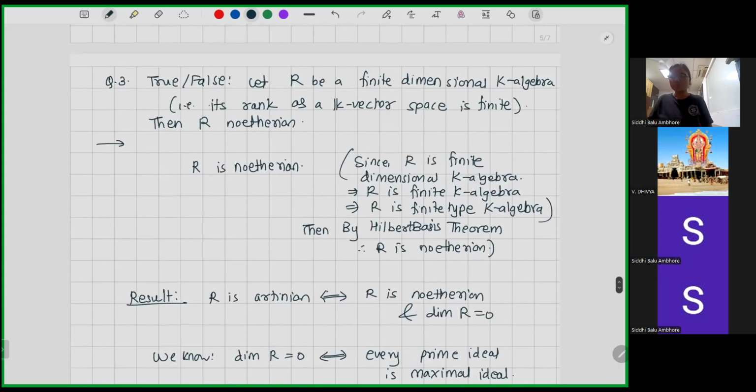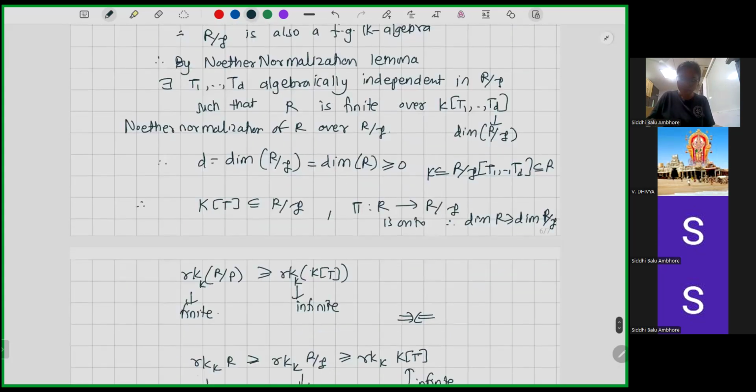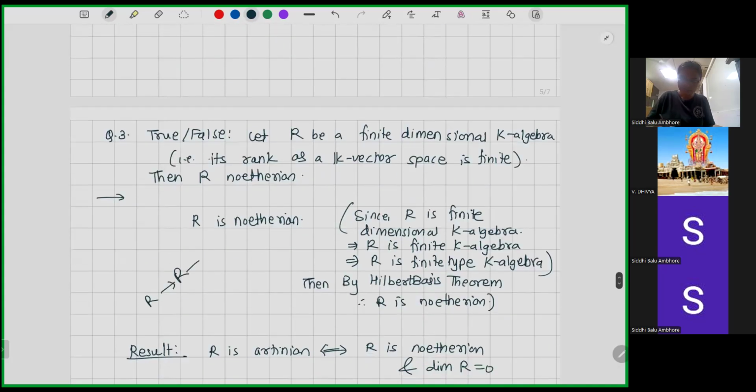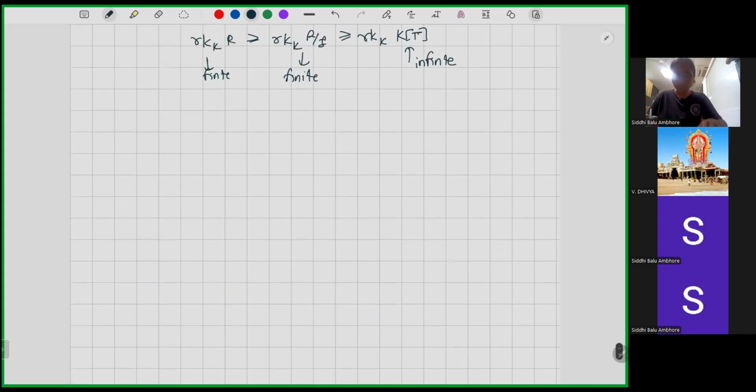And actually we don't even need to quotient it by P, and we can directly work with R. So K to R, we can just take this and work with it as well, because R itself is also a finite dimensional K-algebra, and it is finitely generated as an algebra over K as well. Therefore, the assumption we started with, that the dimension of R is greater than or equal to 0, is wrong.